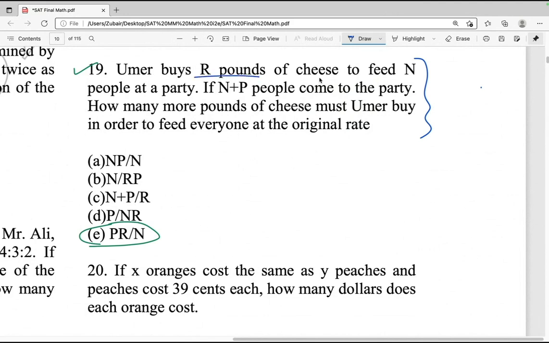Umar buys R pounds of cheese to feed N people. This is pound and this is people. So he did that, R to feed N. And then he says people at party N plus P. This is what he did, and found X. Now that's going to complicate the question.